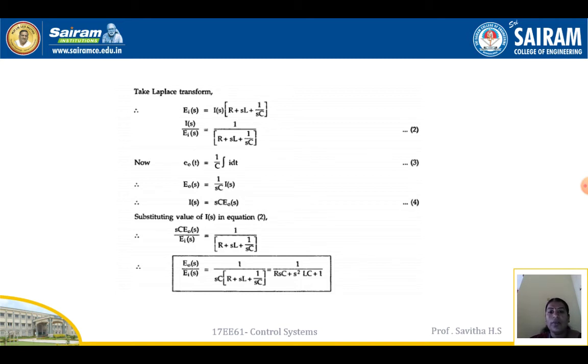Substituting the value of I(s) in equation 2. So sC E0(s) divided by Ei(s) is equal to 1 by R plus sL plus 1/sC. Therefore E0(s) by Ei(s) is equal to 1 divided by sC into (R plus sL plus 1/sC), that is equal to 1 divided by (RsC plus s squared LC plus 1).